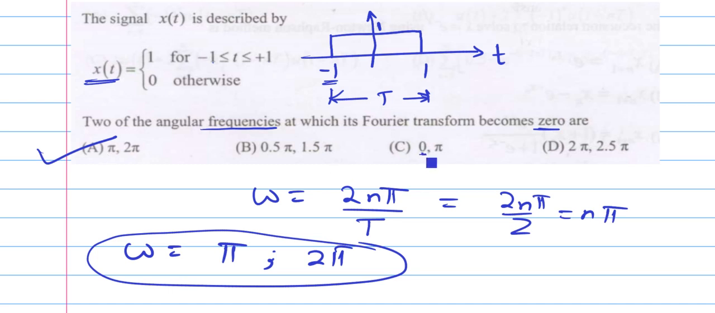Students may put 0 here also, but 0 is not the correct answer, because at the origin, at omega equal to 0, we have the amplitude AT. We have the amplitude of the rectangle, in the Fourier transform answer we have amplitude AT. If the question asks you what is the amplitude at the origin, at omega equal to 0, then what is T? T is 2 and A is 1. X of t has amplitude 1, so 1 into 2, so amplitude AT at omega equal to 0 is 2. So in that case your answer will be 2. Okay.